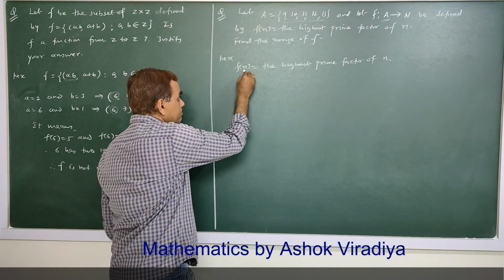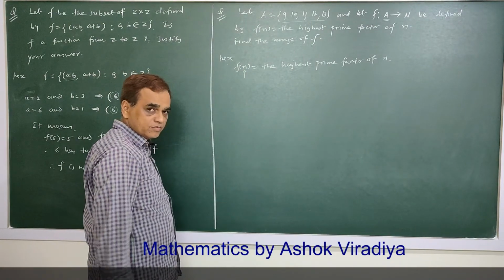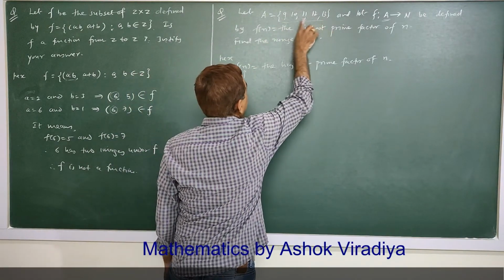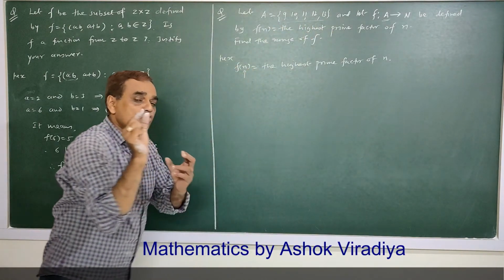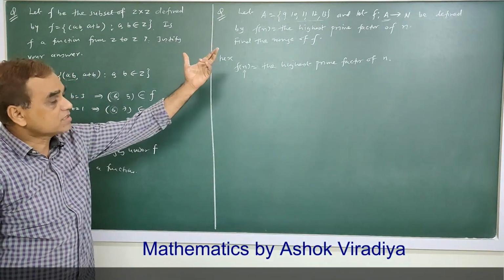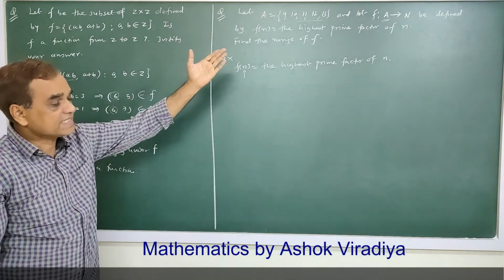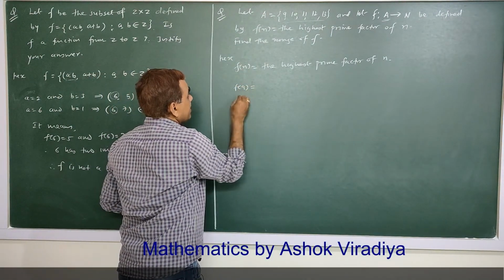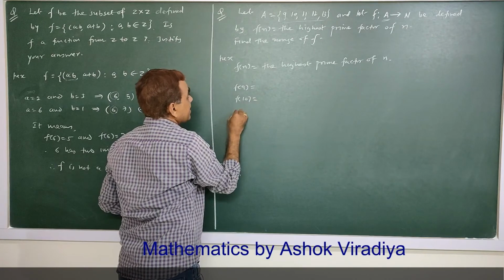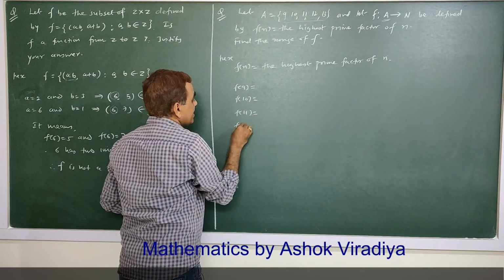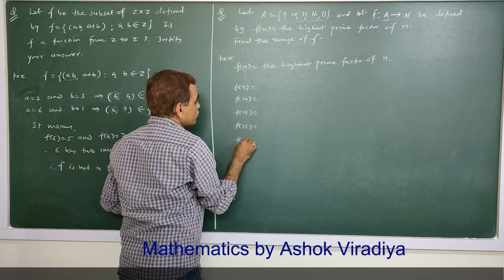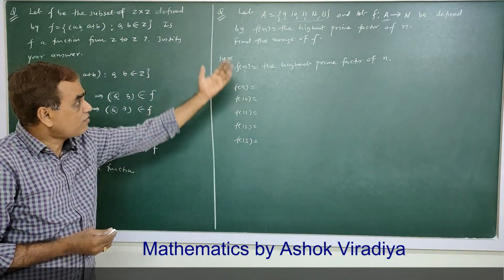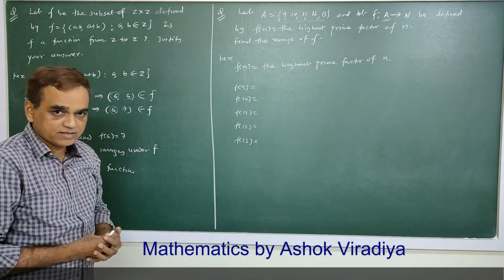Here only numbers from the domain are allowed. So in the domain these 5 numbers are given, so here we are allowed to put only these 5 numbers, no more, no less. So here we can take n equal to 9, n equal to 10, n equal to 11, n equal to 12, n equal to 13. We find images of all the numbers belonging to the domain.